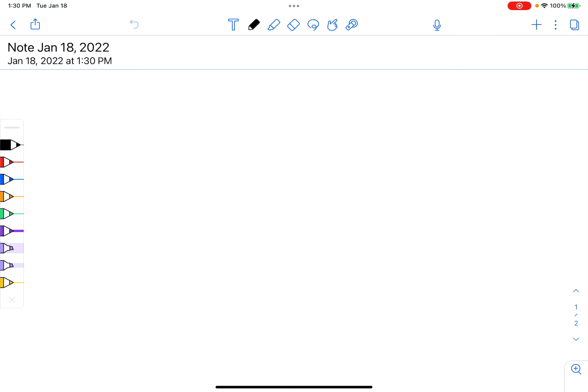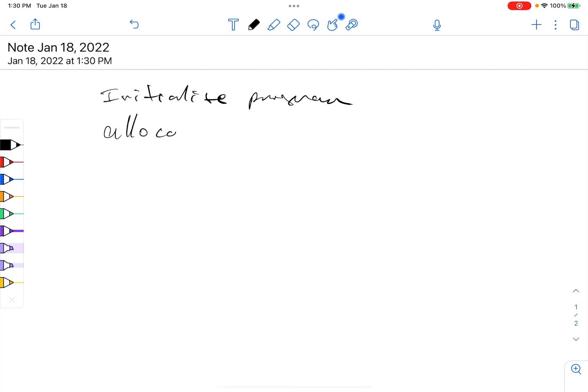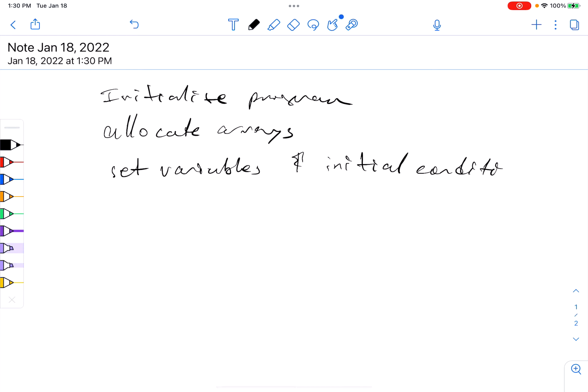So I think in my program, what I would do is I would initialize my program, allocate arrays, set variables, including the initial condition. And so then I would say at n equals 0, I have x equals 0, y equals 1, and z equals 0.